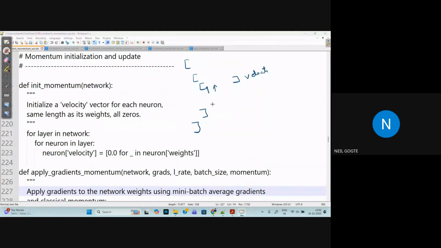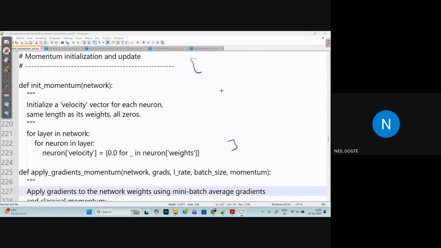Oh, they are adding it not separately. They are adding it in the neuron velocity. They are adding one more. Okay, let me take this back. They are adding it not as a separate data structure, but they are expanding the original layer data structure. So I'll just make the change and tell you what has happened because of this.